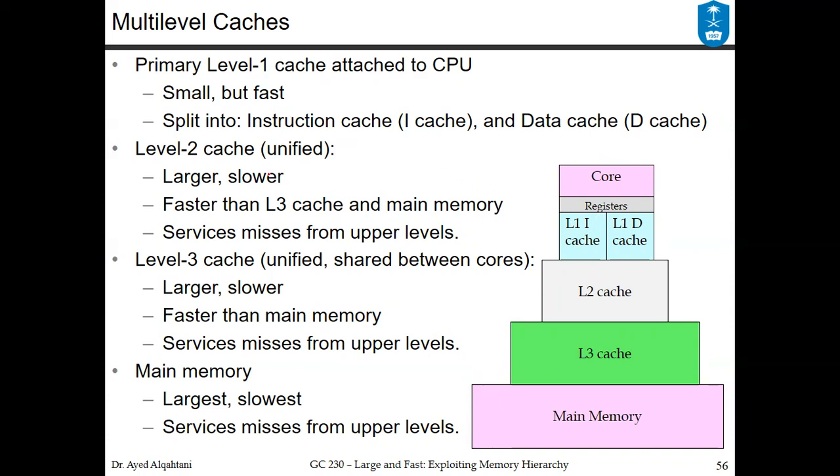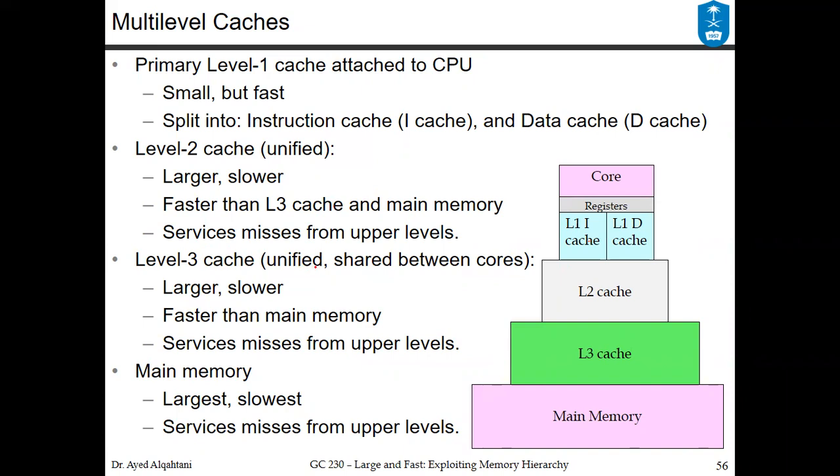Following this, we have the level 2 cache. Usually this is unified between the instruction and the data. It's larger but slower than the level 1 cache. However, it's faster than the next levels, the level 3 cache and the main memory. Its job is to serve the misses from the upper level. So if you have a miss from the level 1 cache, hopefully you will find it in the level 2 cache.